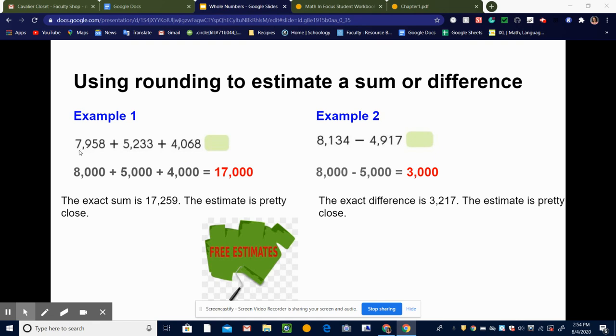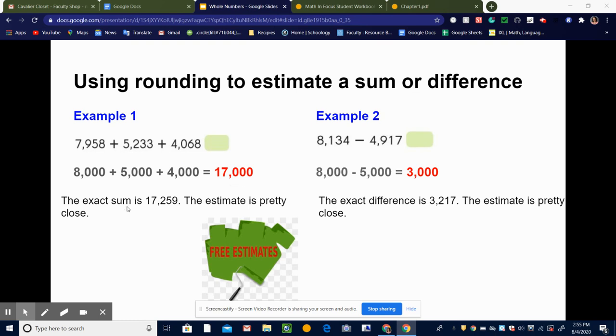Just to remind you, we look at the number that we're rounding to, which is in this case the thousands, and then we look to the number beside it, and since it's a 9, that's greater than 5, so that's going to bump this 7 up to an 8. So that's how we got the 8,000. In the same way, this would round to 5,000, and this would round to 4,000. So now I'm able to add those numbers in my head. 8,000 plus 5,000 plus 4,000 is 17,000.